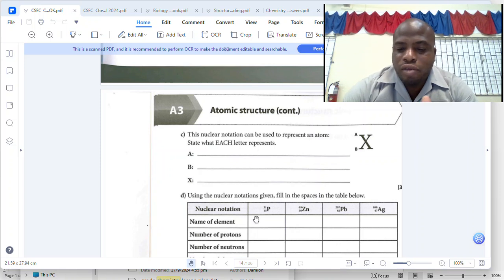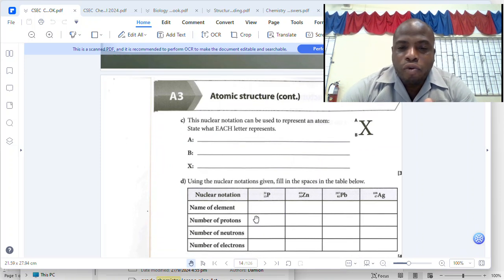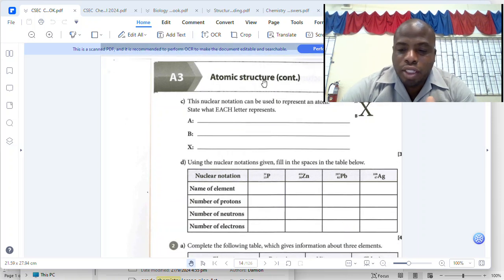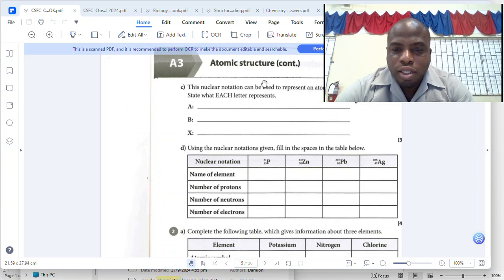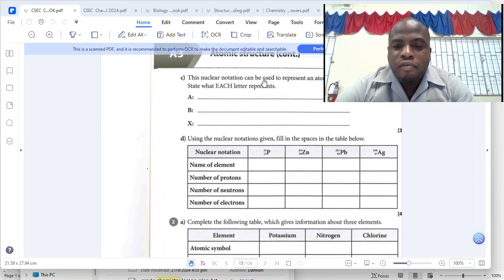And if you look at the next question, we're seeing various representations of this coming out. It says, using the nuclear notation given, fill in the spaces in the table below. So we can start with all of them and just deduce the information.